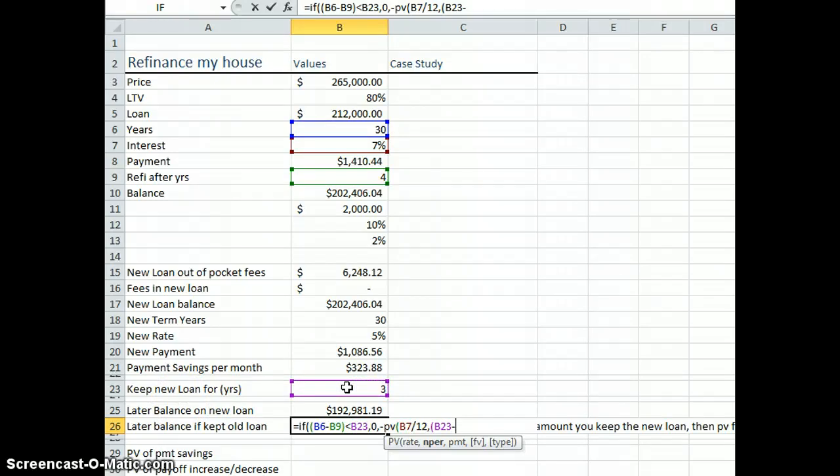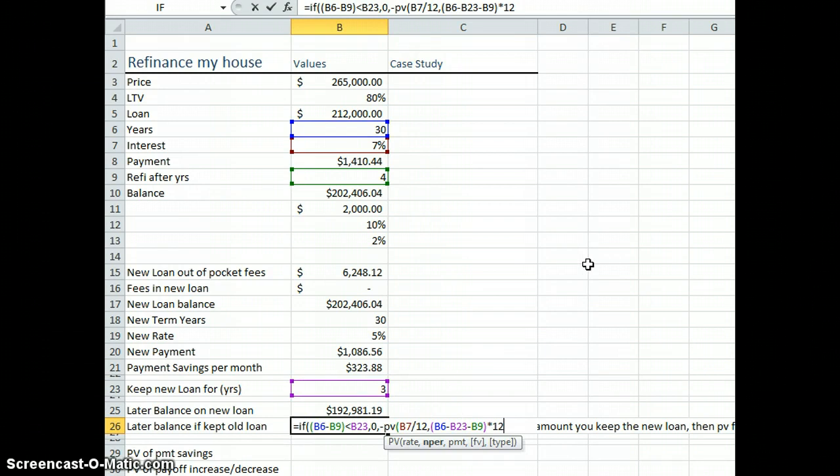Oops, that was wrong. So I have to take minus our 3 and then subtract our refinance, then multiply that by 12. It's going to be 23 years roughly.